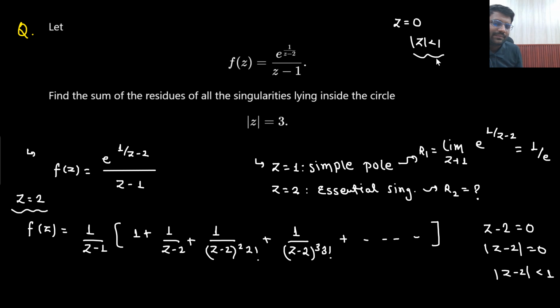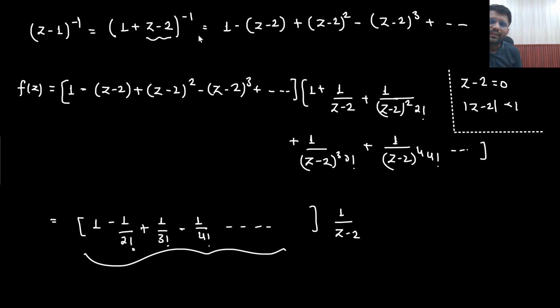What does that mean? That means, sir, I will make z minus 2 here. Z minus 2 would go to 0. So mode of z minus 2 would become 0 only. That means mode of z minus 2 would be less than 1. Understandable? And this is how I will expand it. That I will make the function as 1 plus z minus 2 to the power minus 1. Now what this is equivalent to?